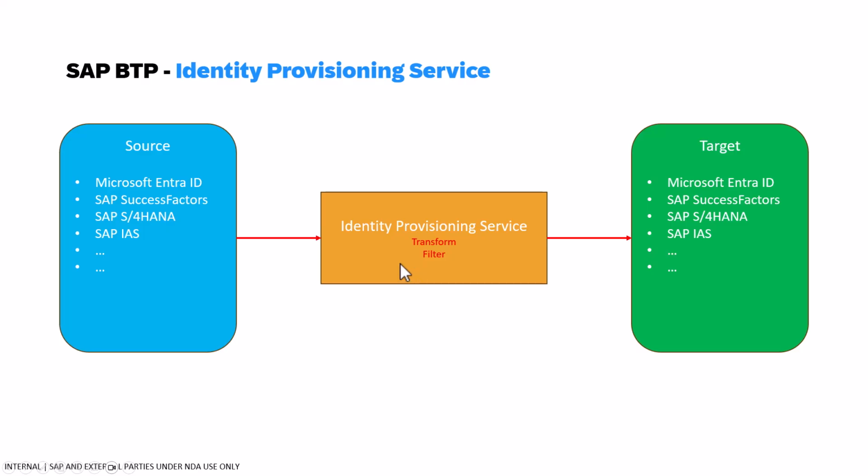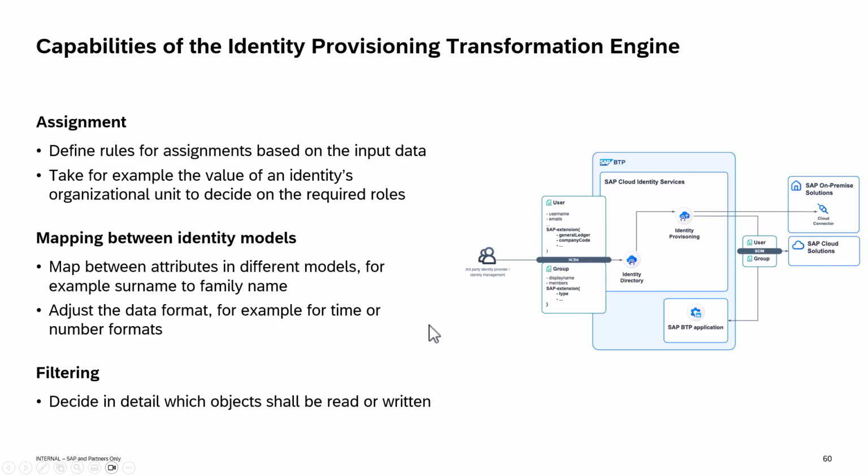In addition to transformation, it can also do some filtering. So if you have 1 million users in the Entra ID, but you only want to provision a subset of those users, you can do that by filtering out the unwanted users. So that's the Identity Provisioning Service in a nutshell.